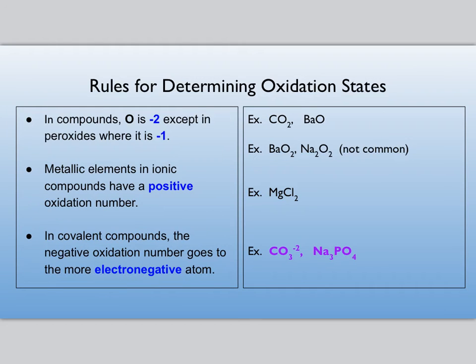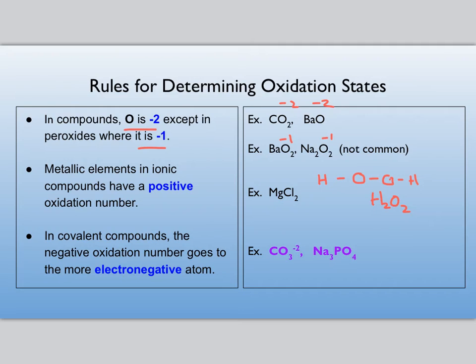In compounds, oxygen is assigned an oxidation state of negative 2, except in a peroxide, where it's assigned an oxidation state of negative 1. Here's some examples. In carbon dioxide and barium oxide, oxygen has an oxidation state of negative 2. In the peroxides, which you see in the next two examples, oxygen has an oxidation state of negative 1. Now, peroxides are compounds where oxygen is covalently bonded to another oxygen in a compound. Probably the most common peroxide you're familiar with is hydrogen peroxide, which has this formula, H2O2.